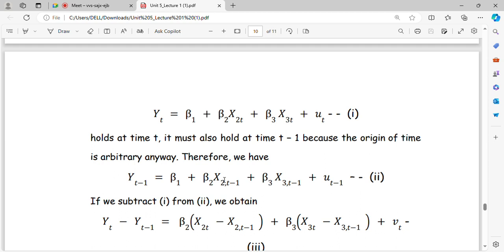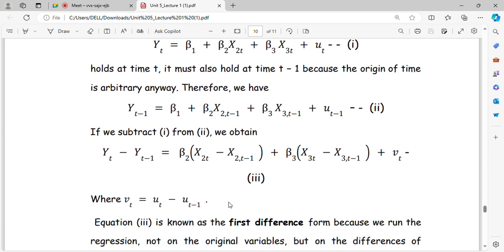So if this is my regression equation 1, if we use one lag time period, that is yt minus 1, one year before, then we can easily write this as beta 1 plus beta 2 x2t minus 1 plus beta 3 x3t minus 1 plus ut minus 1. That means suppose we are using the regression equation for 2010 and 2011. Now if we subtract equation 1 from equation 2, you will get equation 3, right?